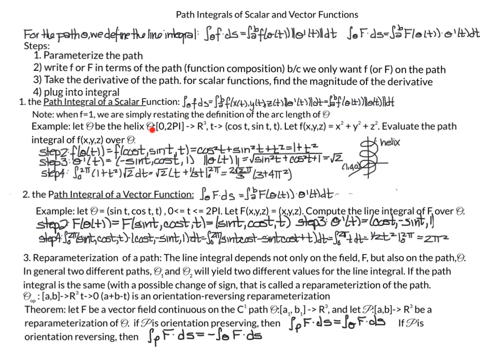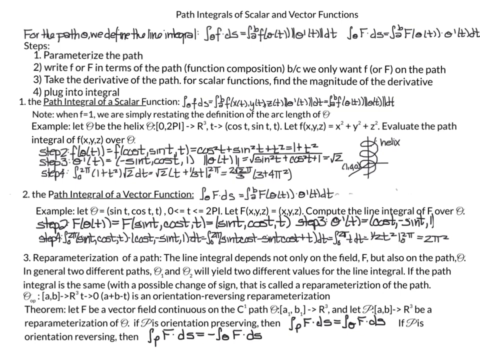So here we have a path. Sigma is parameterized by t, where t goes from 0 to 2 pi, and sigma of t is equal to cosine t, sine t, and t. So it's this helix. It's this circle that keeps rising. Our function that we want to integrate over the path is f equals x squared plus y squared plus z squared. This is a scalar function. So we're going to evaluate the path integral of f over our path.